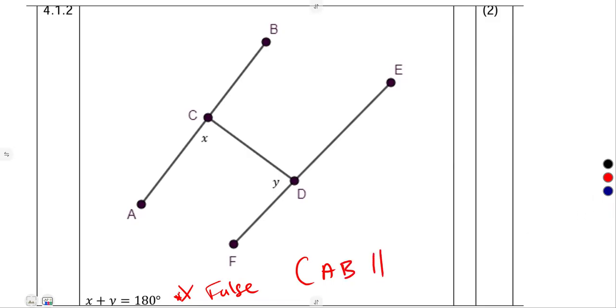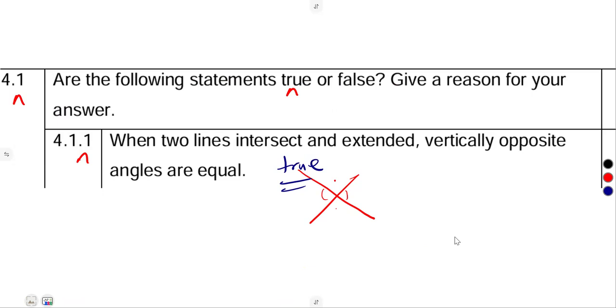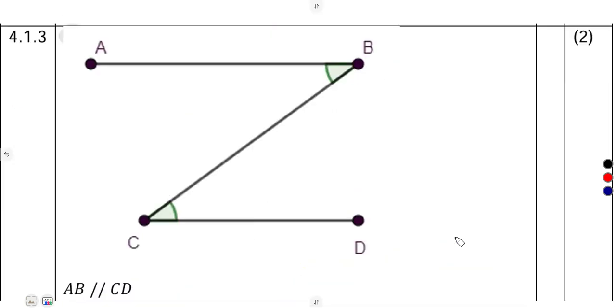Because AB is not parallel to FE. There's no statement to show that they are parallel. We are not told about that. And there is no indication for that. All right. So that is what we have.